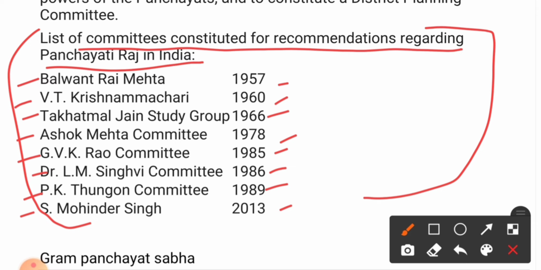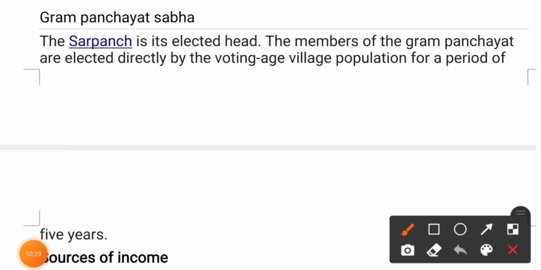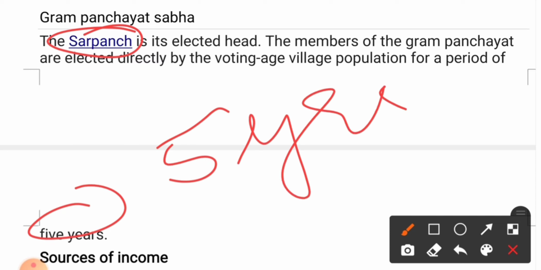Further we have the Gram Panchayat Sabha. It says the Sarpanch is its elected head. Who is the head of the Gram Panchayat? Sarpanch. The members of the Gram Panchayat are elected directly by the voting-age village population for a period of 5 years. For how many years? It is for 5 years. The Sarpanch is appointed for 5 years.